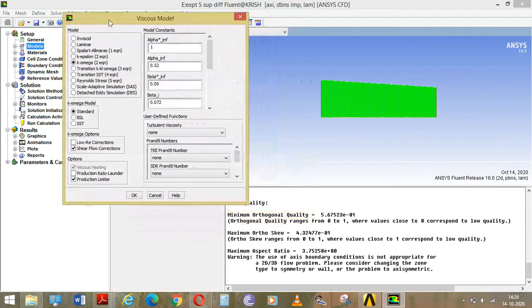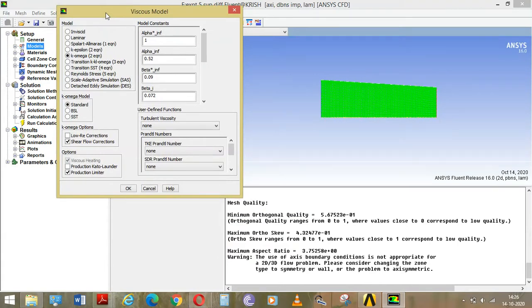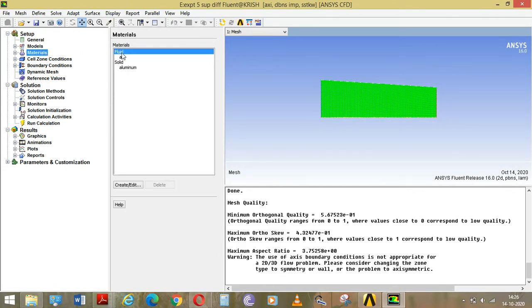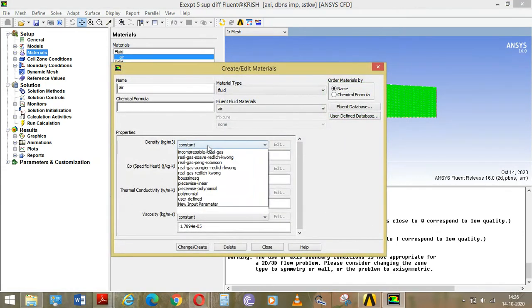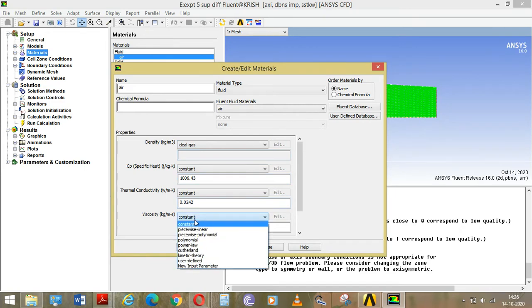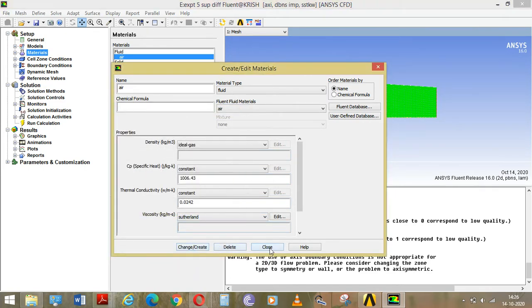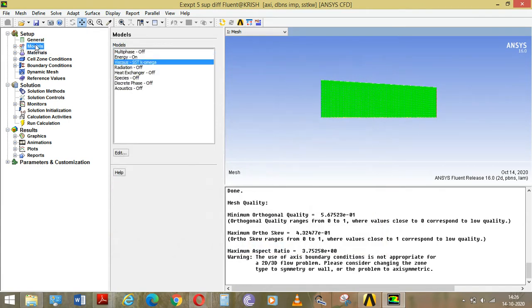So I have told, referring to some research papers, they have found that k-omega SST is a suitable turbulence model for internal flows. Okay, now materials, you specify it as ideal gas and viscosity by Sutherland's equation. Close. Now go back to models.